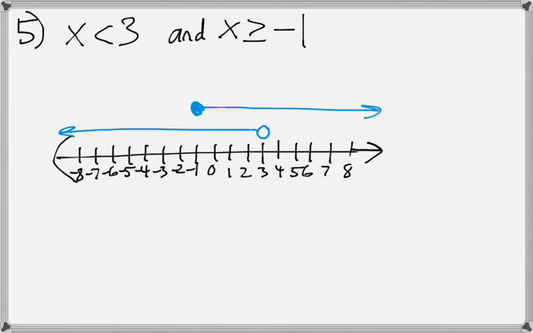So that's going to be my solution. It's from here, and I'm going to take that closed dot, make it closed, and then over to here and make that open. So my final answer is between negative 1 and 3, including negative 1, and not including 3. So negative 1 gets a bracket, 3 gets a parentheses.